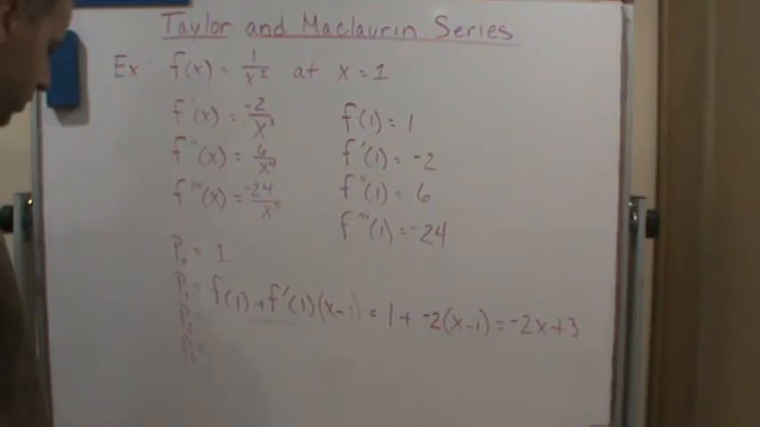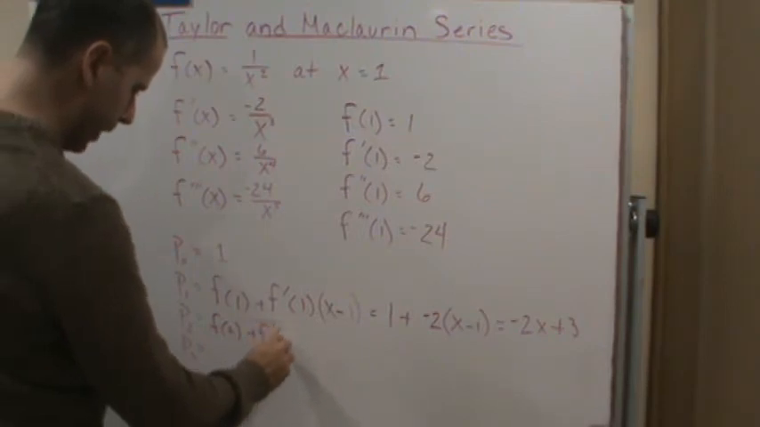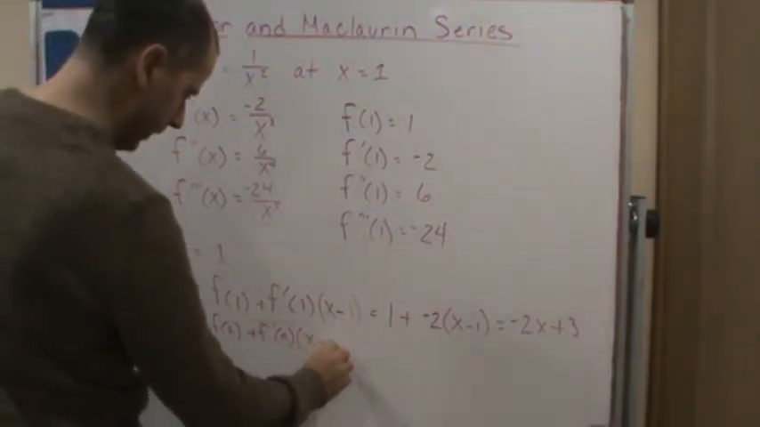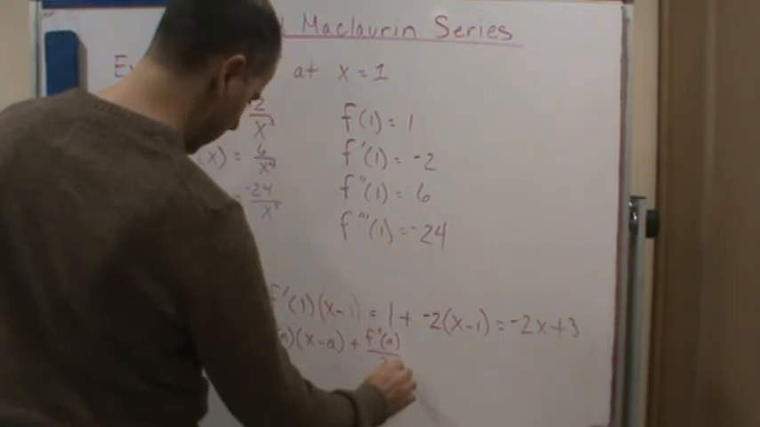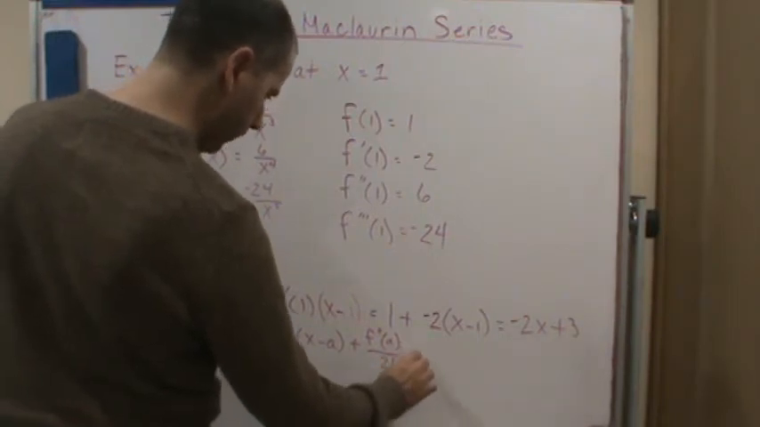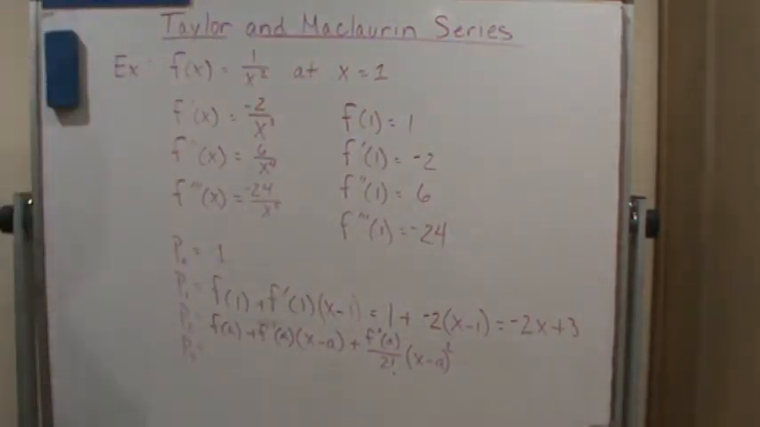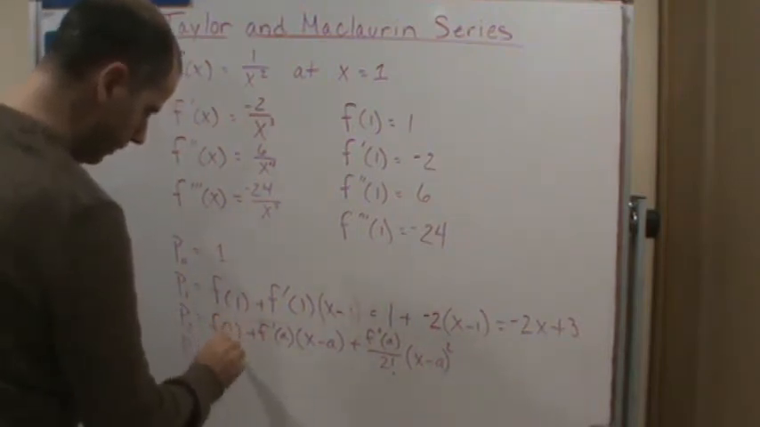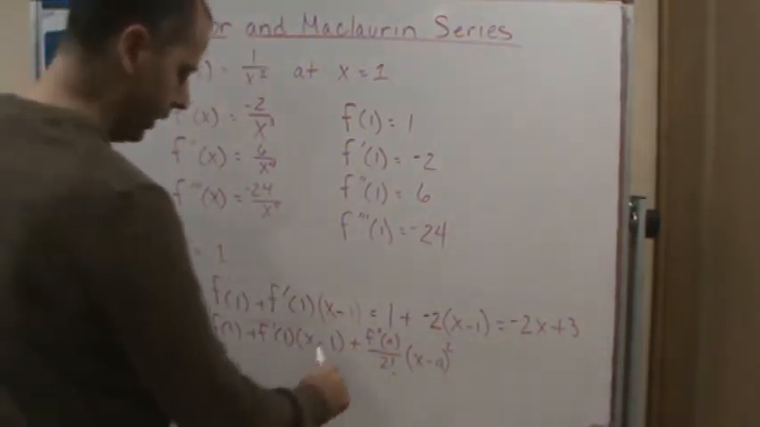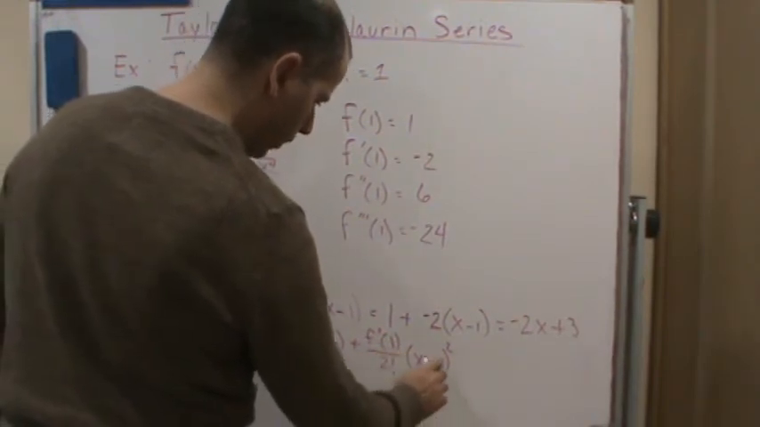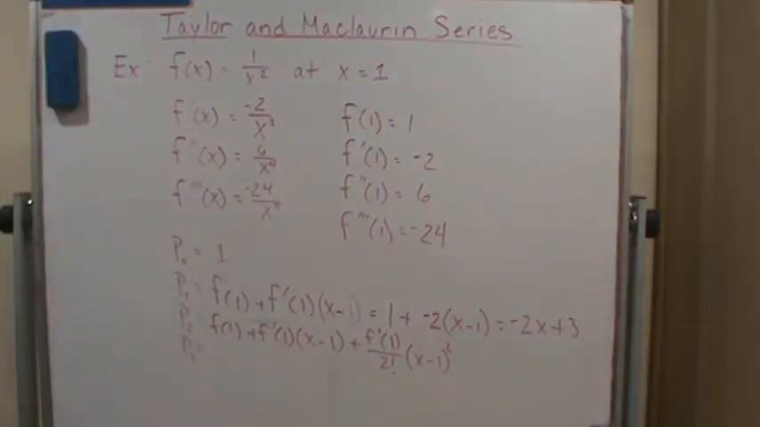Okay, now, what about p sub 2? Again, write it out. It's f of a plus f prime of a times x minus a plus f double prime of a over 2 factorial times x minus a squared. So again, this is just going to be f of 1 plus f prime of 1 times x minus 1, plus f double prime of 1 over 2 factorial times x minus 1 squared.